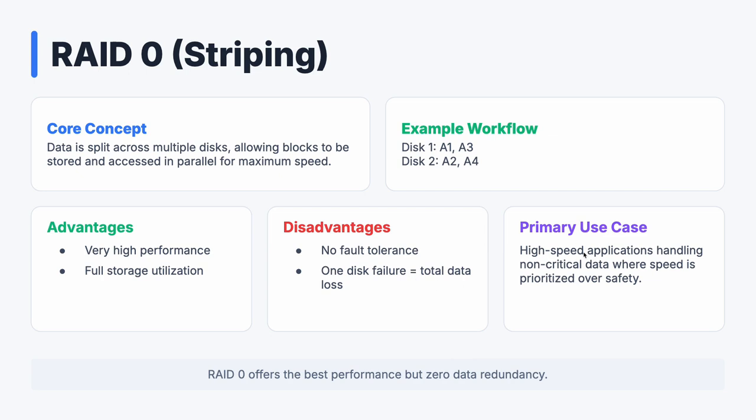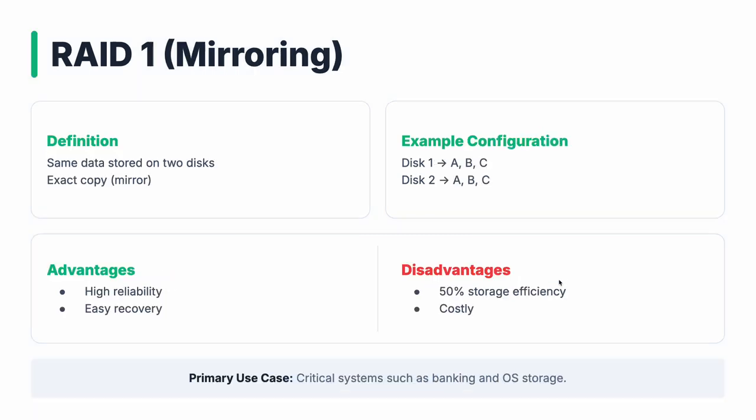Where this is used: high speed applications handling non-critical data, where if data is lost, we don't usually care. Speed is what we prioritize over safety. Now let's talk about RAID 1, mirroring. Mirroring is when data is very important to us, like we are using critical systems like banking and OS storage. So over here what we do is mirroring, as the name suggests, will copy the exact data in another disk, like A exact data is there.